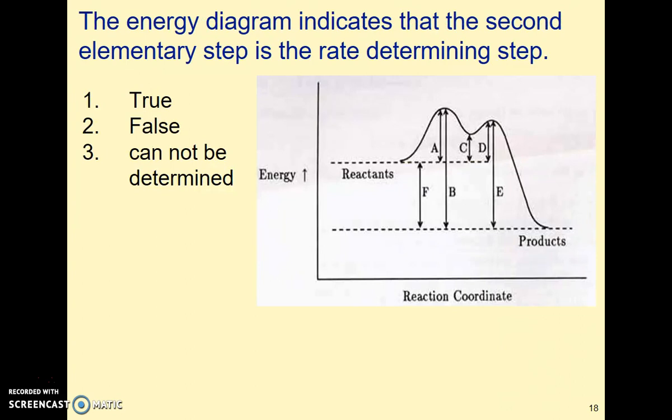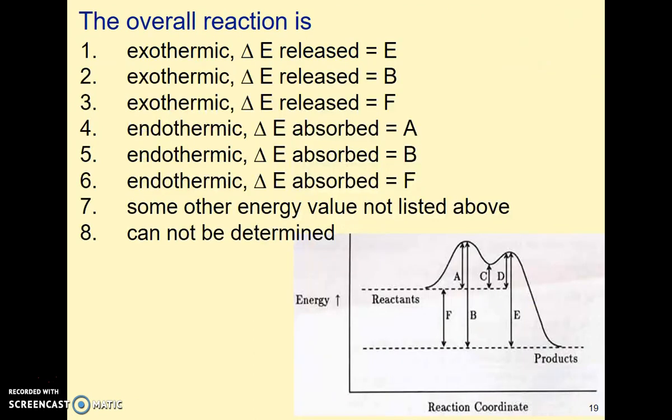The energy diagram indicates that the second elementary step in the reaction is the rate determining step. That is false. The reason why that is false is the second hump, or the second activation energy, is lower. So that is the fast reaction. The lower the hump, the lower the activation energy, the faster the reaction can occur.